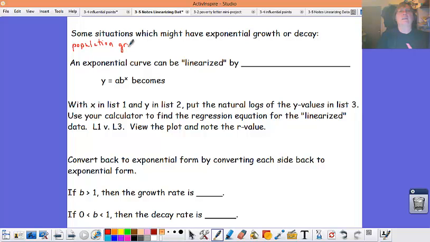Growth or decay. You might remember a little bit about depreciation or half-life. All of those are situations where things are growing either exponentially or decreasing in an exponential fashion. An exponential curve, folks, can be linearized by, it's kind of shrinking the y-axis, and you can do that by taking the log of both sides.